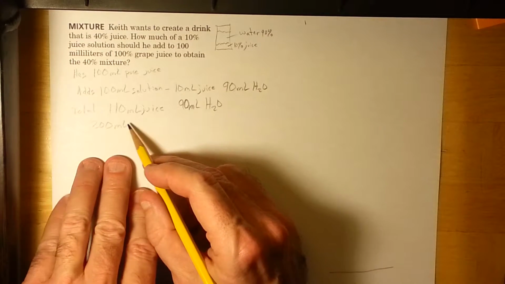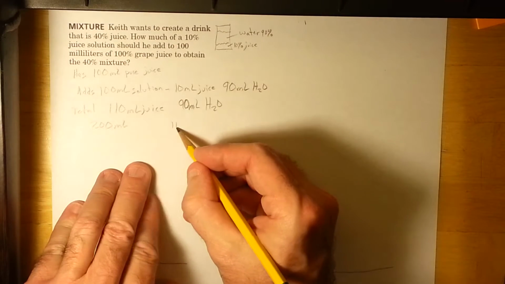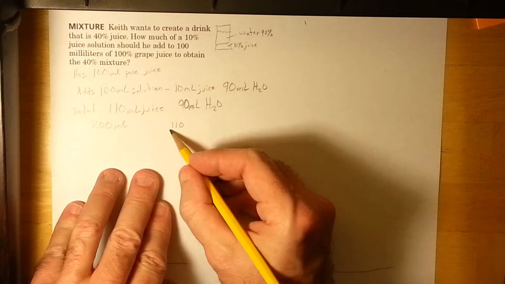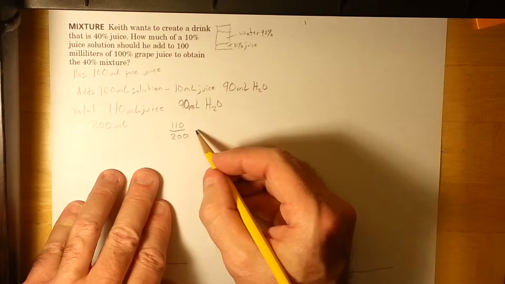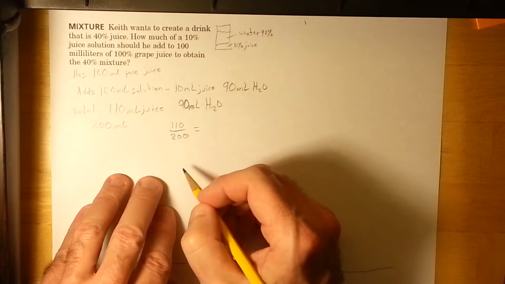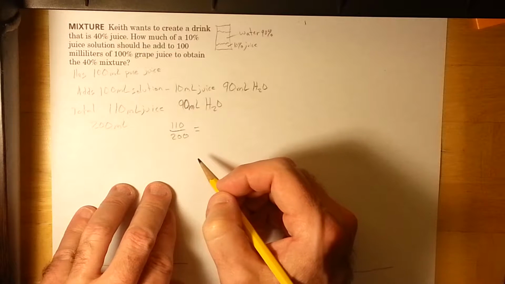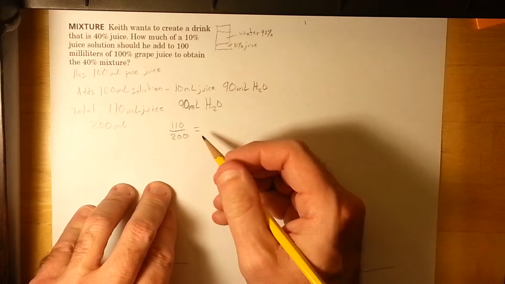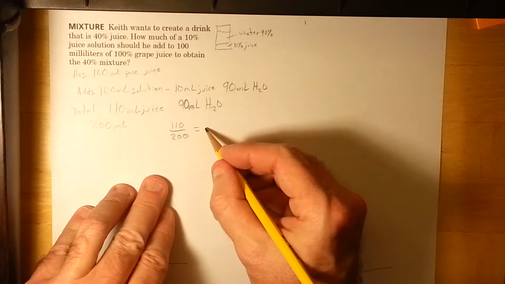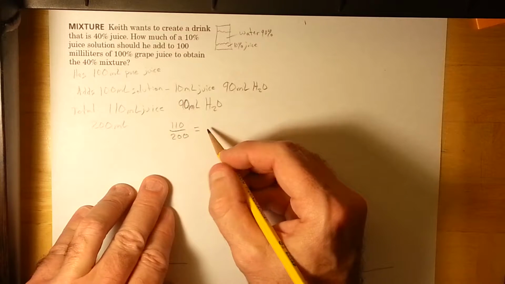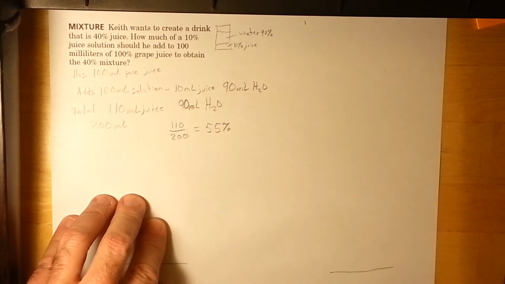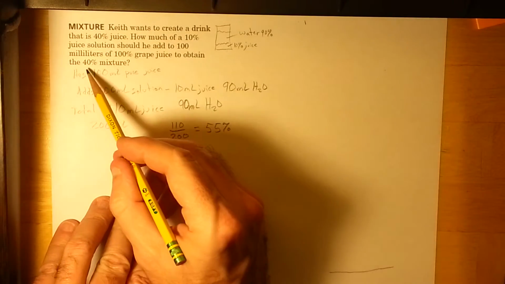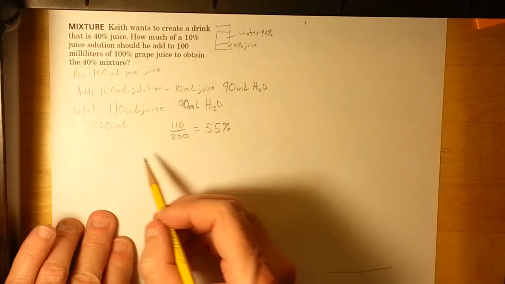Well, he has 110 milliliters of juice and 200 milliliters total, and that's going to be his concentration ratio. If we plug it in our calculator, we come up to 55%. Now he's at 55%. Oh, well, that's not going to work for us because they want 40%. All right, so let's try again.